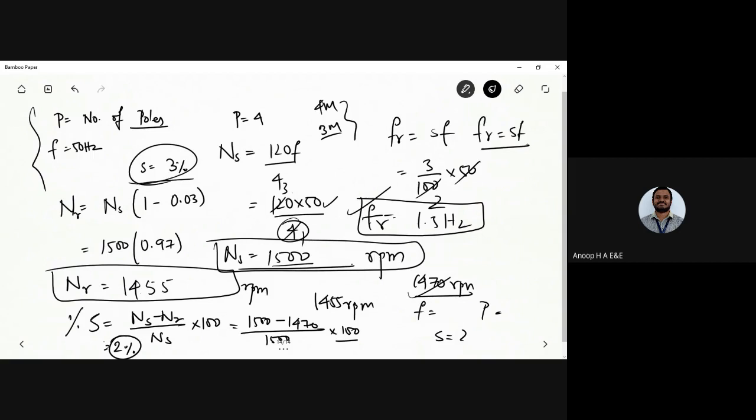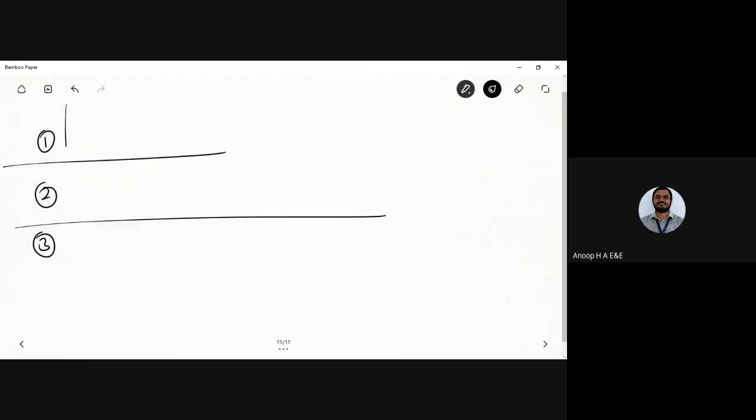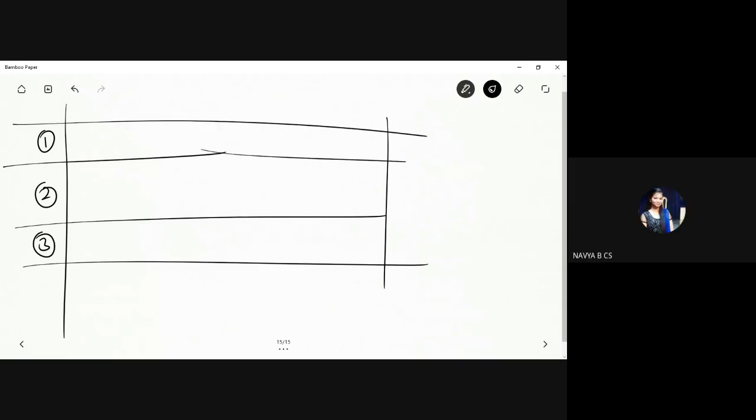You can expect only 3 derivations. So can you tell me what those 3 derivations are? One is the transformer EMF equation. Next one, efficiency. Yes, eta, that is the efficiency of a transformer. Next, the concept of rotating magnetic field, RMF.